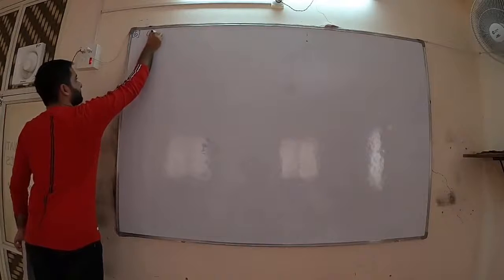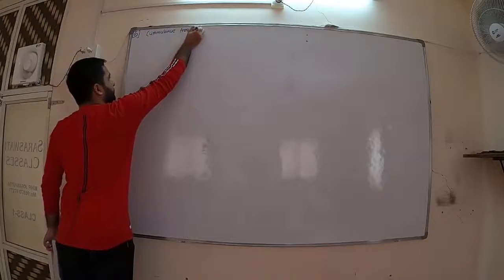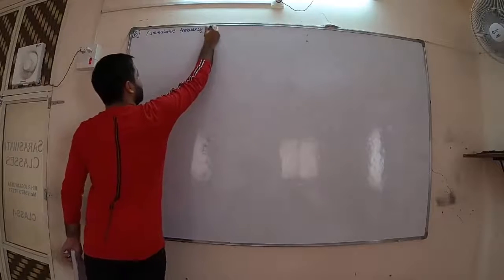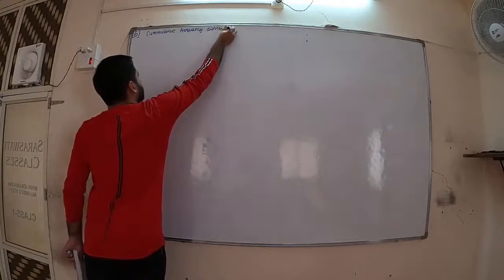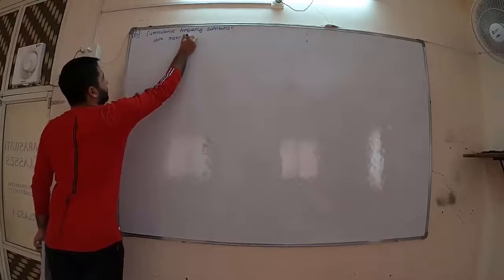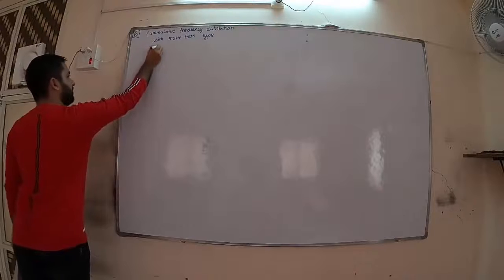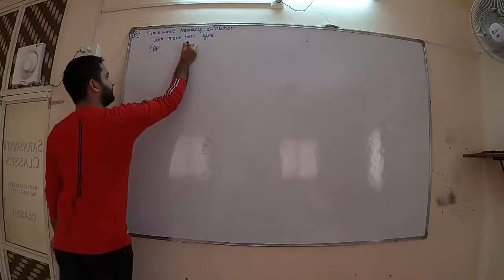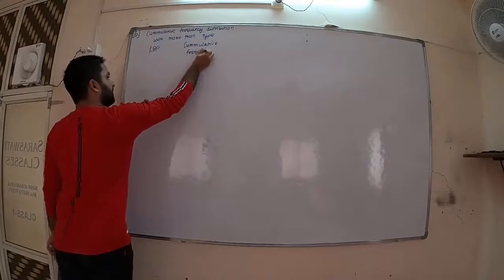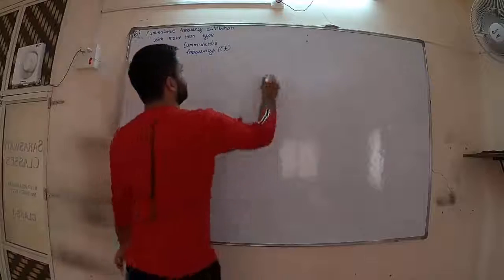This is a cumulative frequency distribution with more than type, in that lower boundary point is given and cumulative frequency CF is given. Now what do we need to depend on?